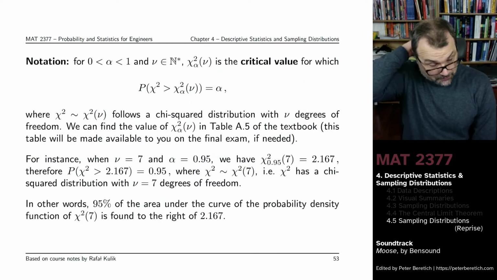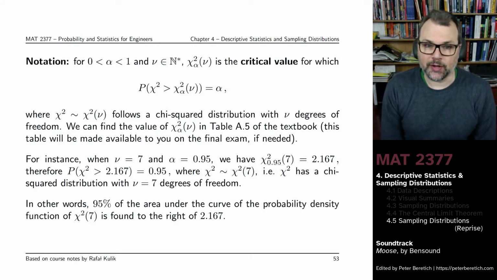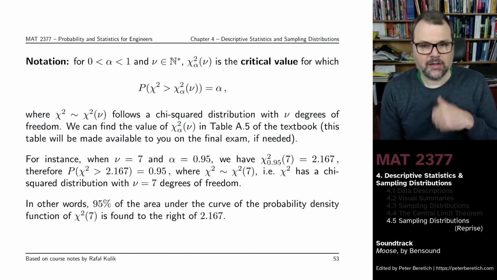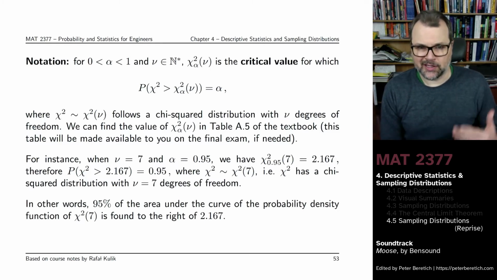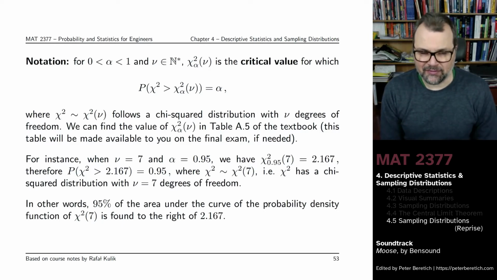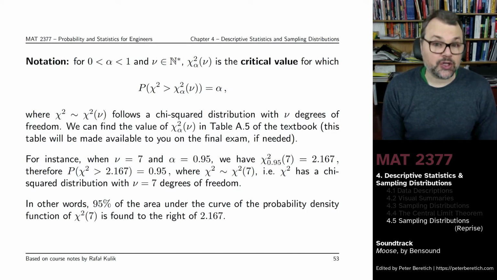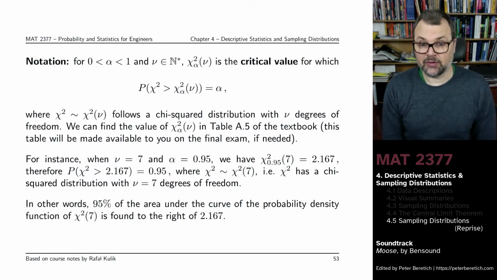Formally, this is what I've described to you here. If you pick some alpha value between 0 and 1 and some number, which is the degrees of freedom, then chi-squared alpha at nu, that's the critical value. That's the point where the area underneath the chi-squared PDF from that point onwards is equal to alpha. That also means that the probability of drawing a value from the chi-squared distribution with nu degrees of freedom, which will be larger than the critical value, is alpha.